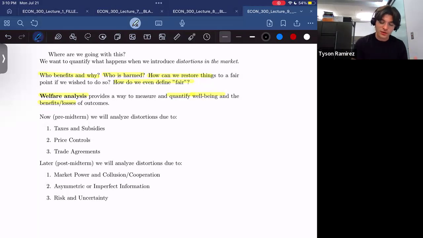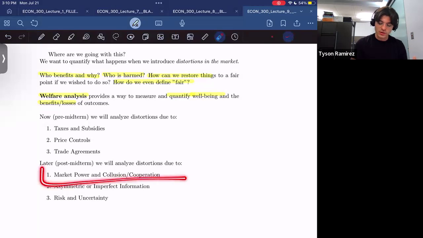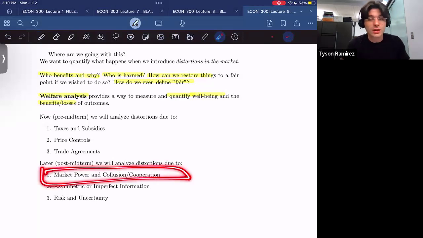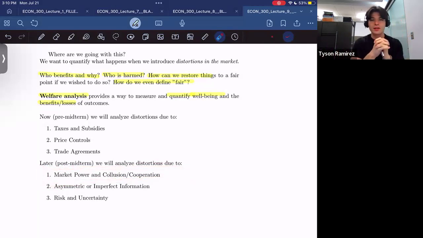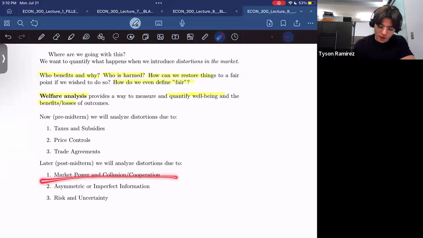Later on, after the midterm, we're going to look at other types of distortions, which are the fun ones too. The easiest one is what happens when somebody has market power. What happens when somebody can mark up prices, or even collude? If it's a very small market, they have a lot of market power, then they can work together and make a great deal of profits. We can understand how this would come about. So distortions can arise due to market power, collusion, or cooperation.